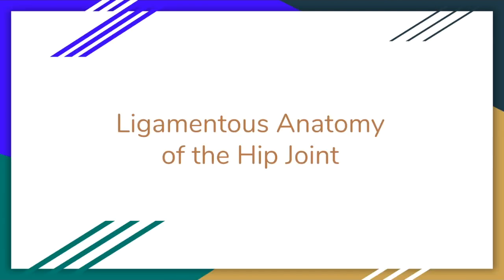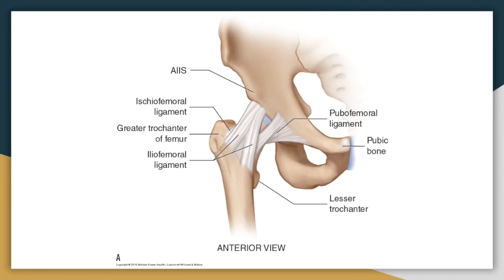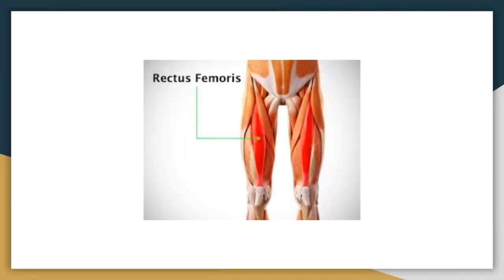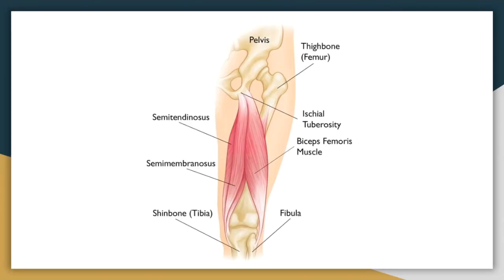The ligamentous anatomy of the hip consists of the ischiofemoral ligament, the iliofemoral ligament, also known as your Y ligament, your pubofemoral ligament, and your round ligament, which is on the interior aspect of the hip and attaches inside the acetabular fossa. On the anterior aspect of the hip joint, we have the rectus femoris, and on the posterior aspect, we have the hamstrings, which consists of the semitendinosus, semimembranosus, and the biceps femoris.